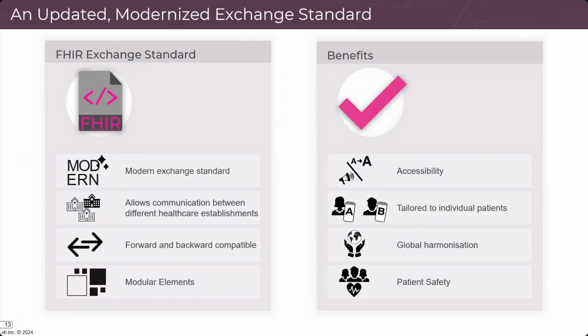Another benefit is that the information can be tailored to an individual patient and only show them the sections of the leaflet that are pertinent to them based on their age, their gender, and the medications they're taking. Global harmonization is another huge benefit that would allow patients to get medications when traveling. It would allow countries to source medications from other jurisdictions and prevent drug shortages. And all of this leads to the most important benefit, which of course is patient safety.